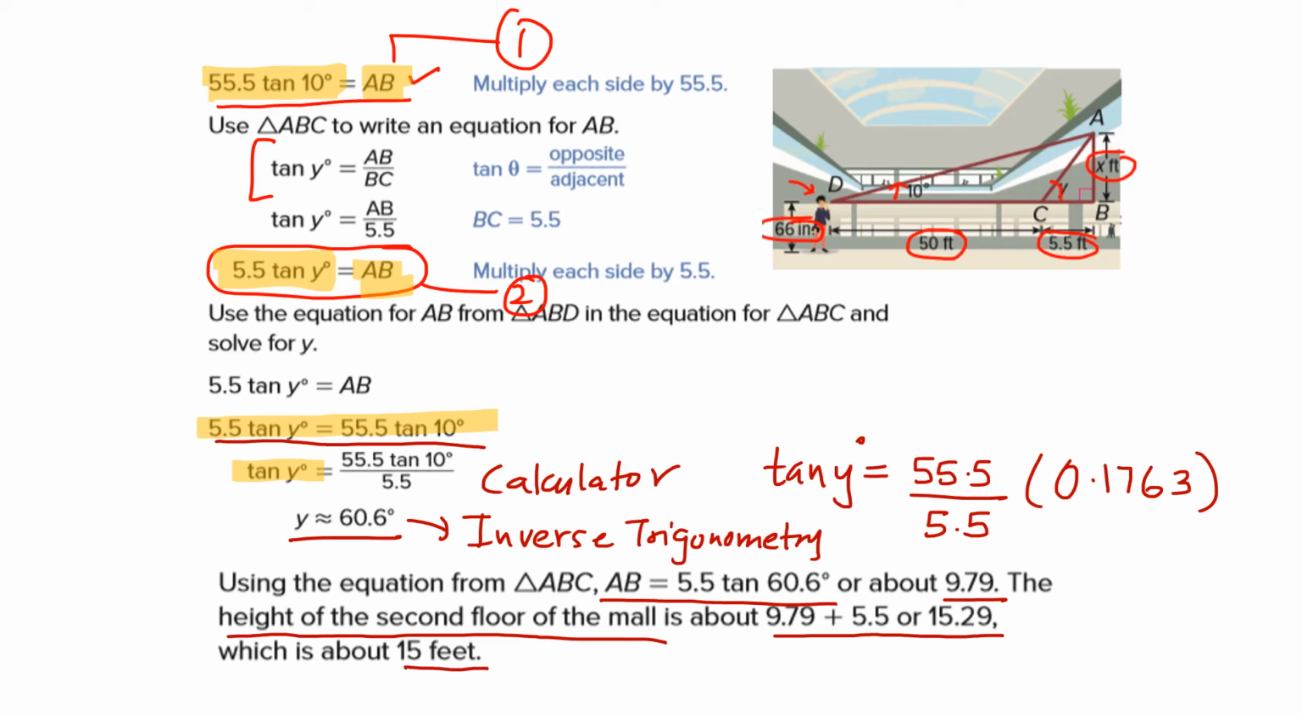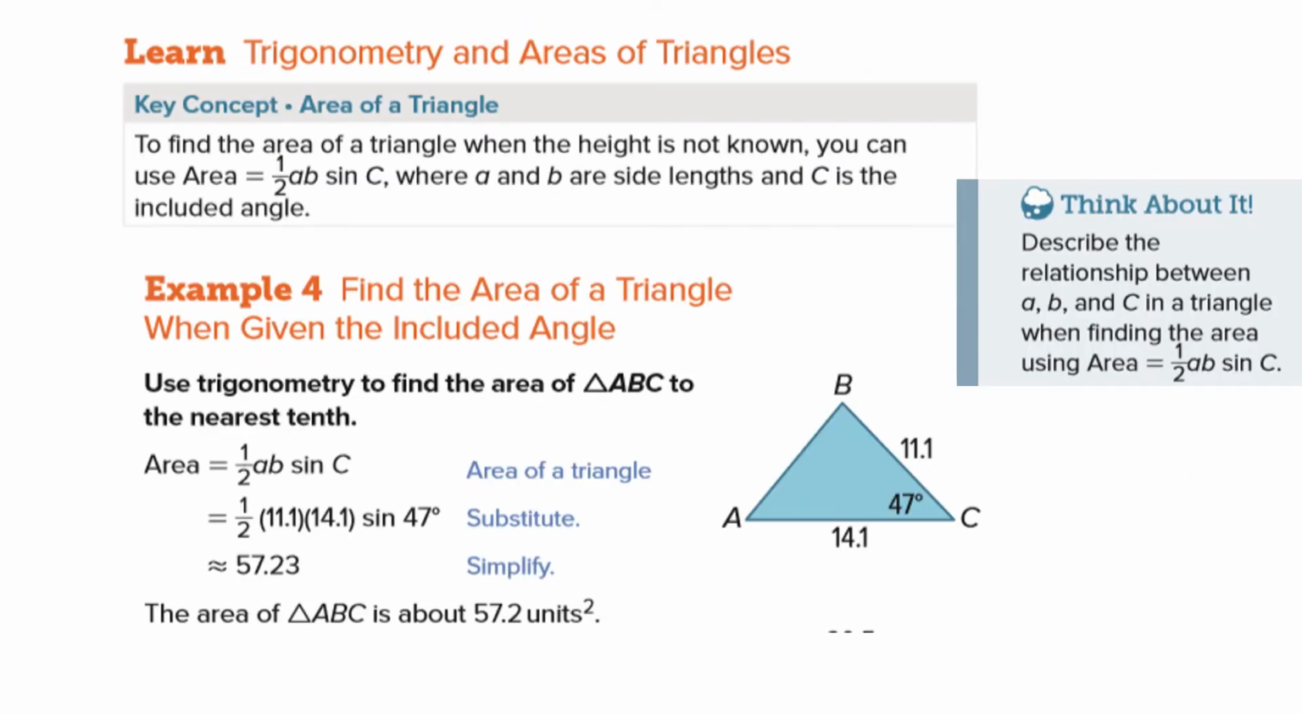That completes the question. Let's now come to the second learning objective, where we are going to be using trigonometry to find the area of triangle. So just one simple thing you need to remember and use here while solving the problems, that this is the formula area equal to 1 by 2 A multiplied with B sine C.